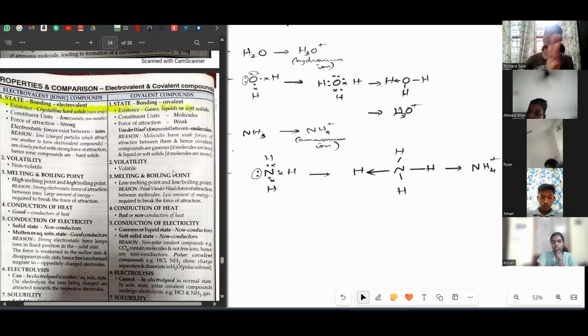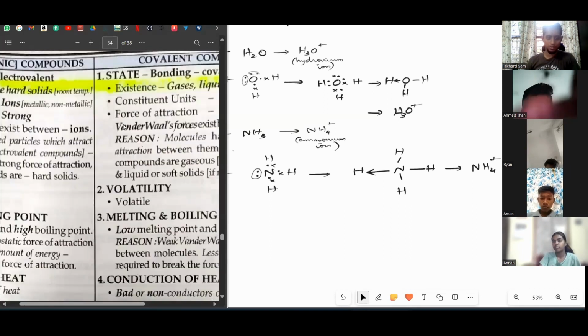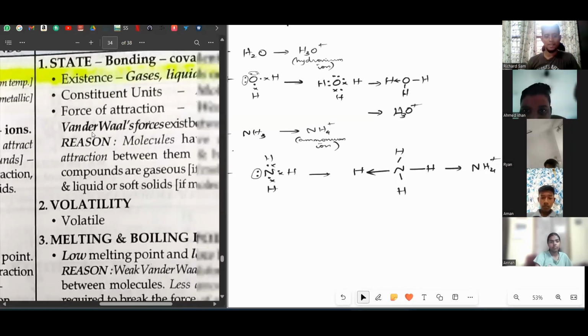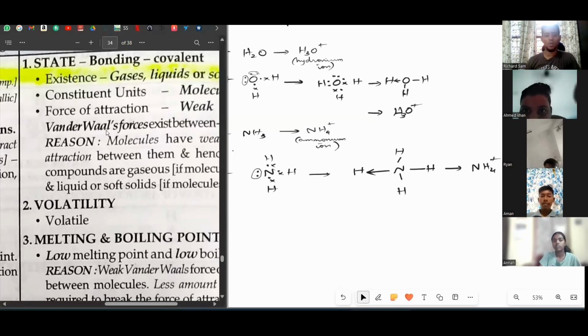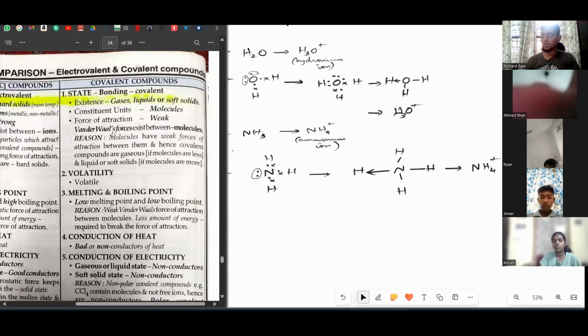Now, covalent: how is the bond in covalent bonds? It's weak, right? I told you the name of that force. Do you remember that name, anyone? The name of the bond in covalent compounds, what's that name? It's VW, like Volkswagen. Van der Waals forces. On the first day I told you, see the word is written here. Van der Waals forces. That's the name of the bond in covalent compounds.